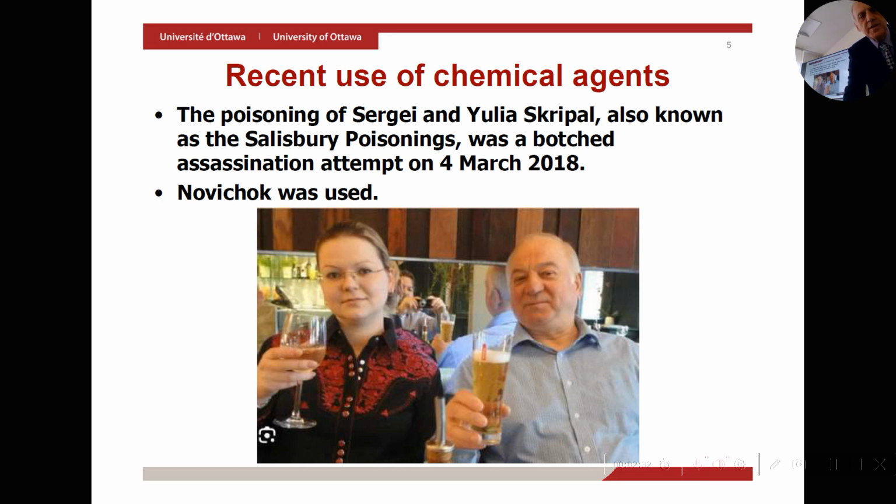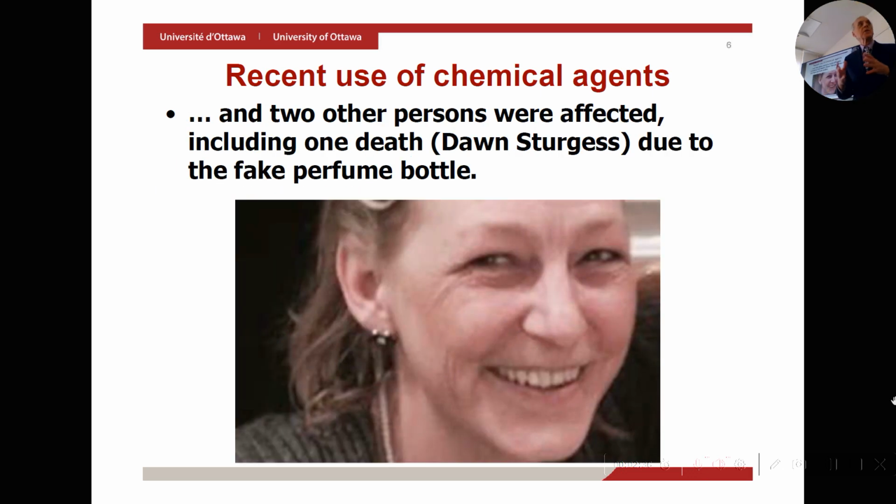But later on, this bottle of perfume was disposed of in a garbage can. It was found by a man, who brought it home and used it on his wife, on the wrist, and the wife died a few months afterwards. The husband was also affected but survived. The policeman who went to Skripal's home was affected as well, but survived.